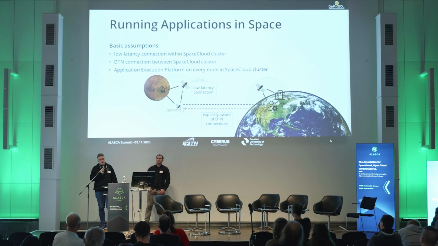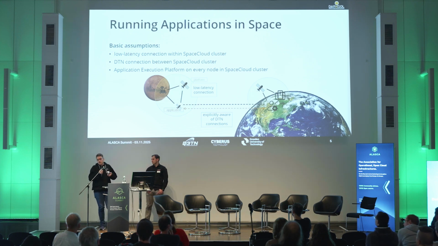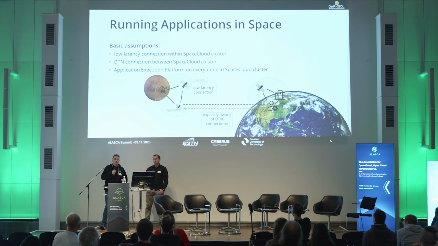Now, between these clusters, we can have DTN connectivity. So there can be disruptions, there can be delays, and everything can be very much more difficult to handle. We also need application execution platforms on every node in every Space Cloud cluster. And with these three assumptions, we have basically defined our Space Cloud. Very simple, right? Well, it's not that simple.